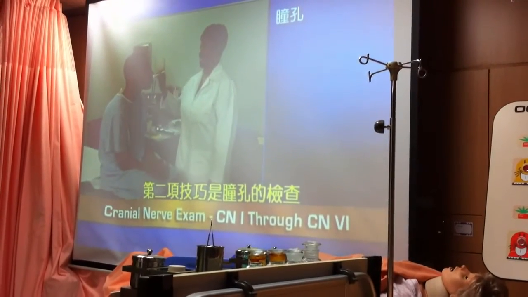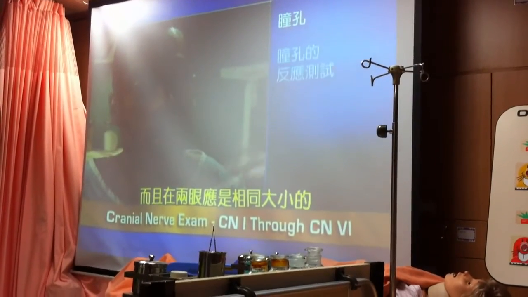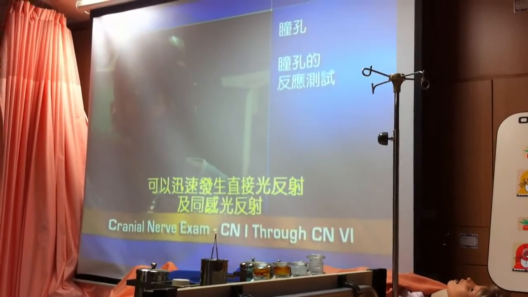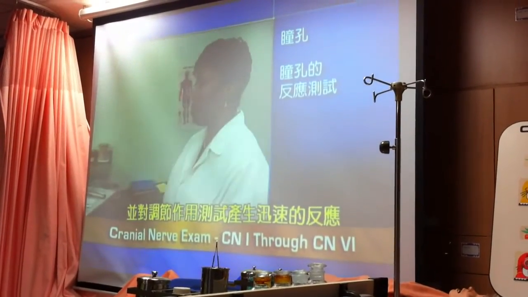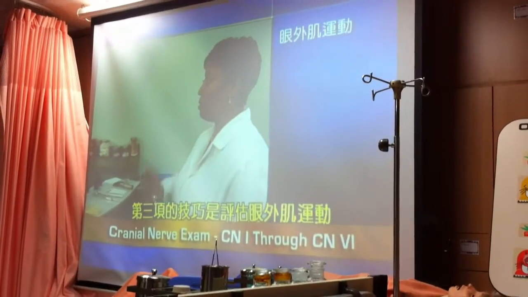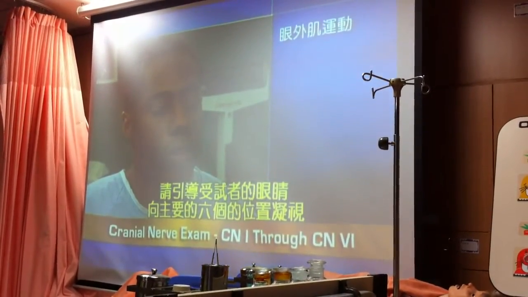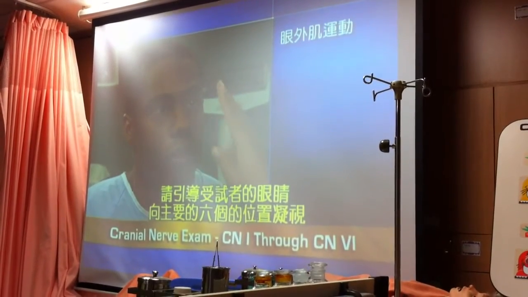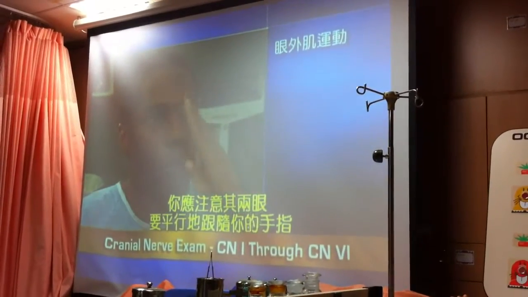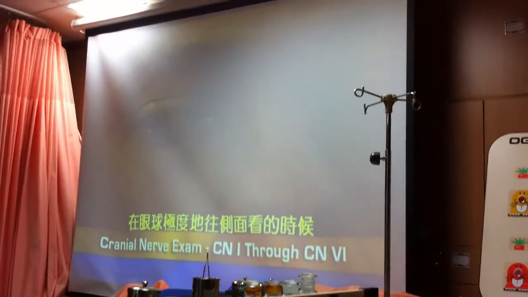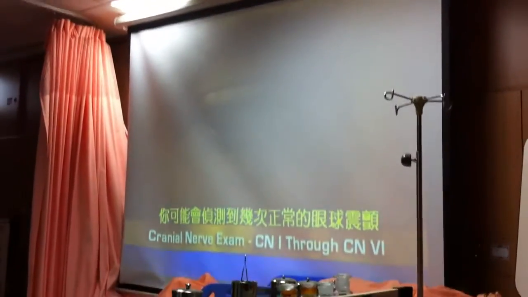Second, check the pupils, which should appear round, regular, and equal in size, and should display brisk, direct, and consensual light reflexes, and a brisk response to accommodation. Use your eyes just to follow that. Third, assess extraocular movements by leading the person's eyes through the 6 cardinal positions of gaze. You should note parallel tracking of your finger with both eyes. You also may detect a few beats of normal nystagmus during extreme lateral gaze.